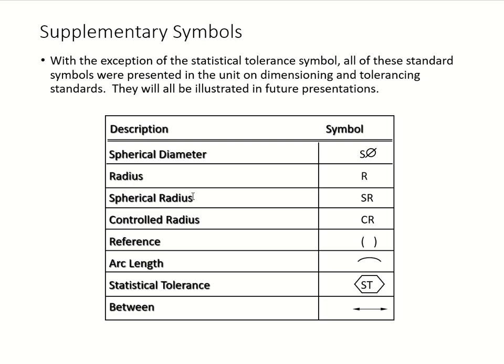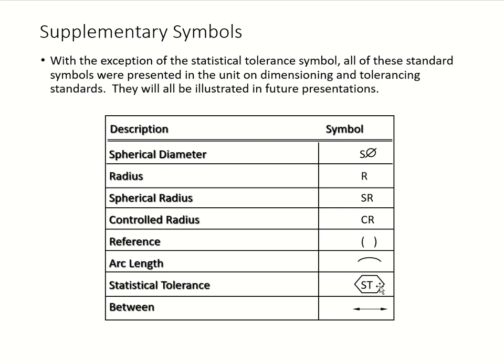So supplementary symbols, we'll put it in a table here. You can see spherical diameter, we'll write this S, and the diameter radius is R, spherical radius is SR, controlled radius is CR. Reference is in a bracket. Arc length is a part of your circle, the circumference. And then statistical tolerance, you have your ST, S for statistical and T for tolerance. And then this is just a line with two arrowheads at the ends, showing you between.